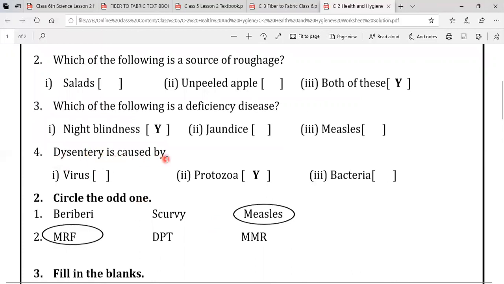Dysentery is caused by option A, virus. Option B, protozoa. Option C, bacteria. The answer will be option B, protozoa.